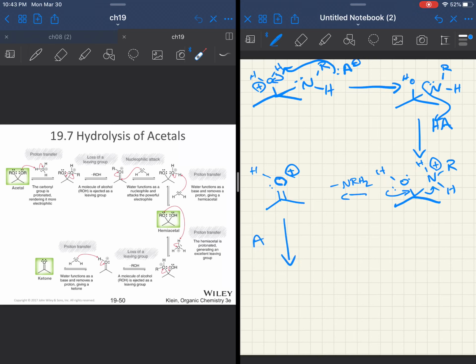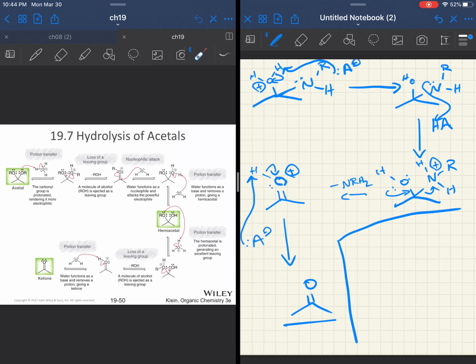So the final step is just getting our acid back, right? We used it, we got it back, we used it again, and here we get it back. Right? It's acid catalyzed hydrolysis. So then we wind up with our ketone. You will be expected to know the mechanism of the hydrolysis of the acetals.